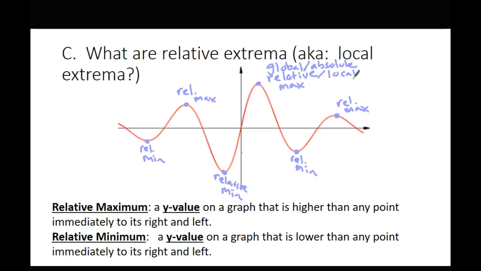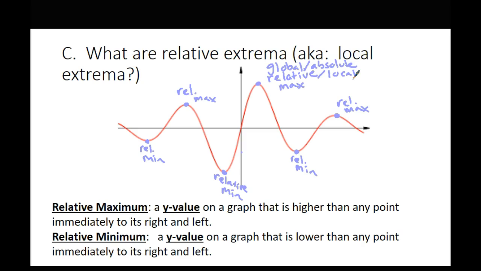Which one's more common to see in calc? Both. They're both pretty common. I would say relative is very useful. You're going to use relative a lot. Matter of fact, we use relatives to find globals. Kind of like if you told every family in the world, find your tallest person, and then you got all those people together, then you'd find the biggest person, right? It's kind of like that. You find all those relatives and you compare them afterwards.